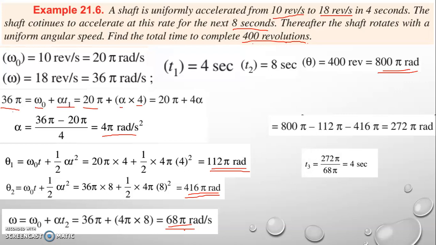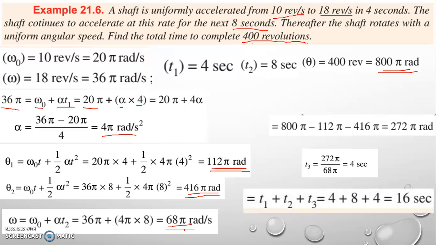So we have to calculate the total time taken for 400 revolutions. For the initial 4 seconds, it has traveled 112 pi. For the next 8 seconds, it has traveled 416 pi, and the remaining distance is traveled in 4 seconds.